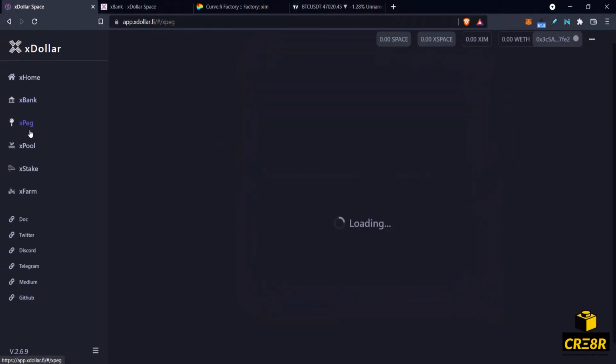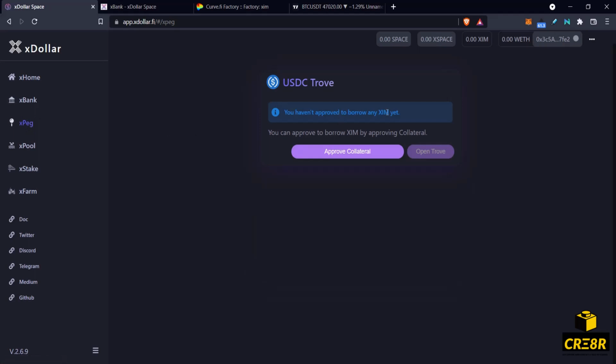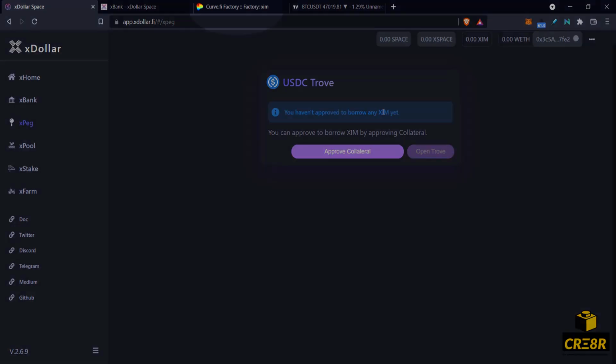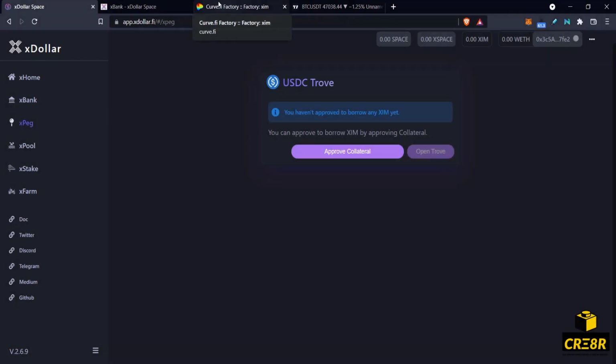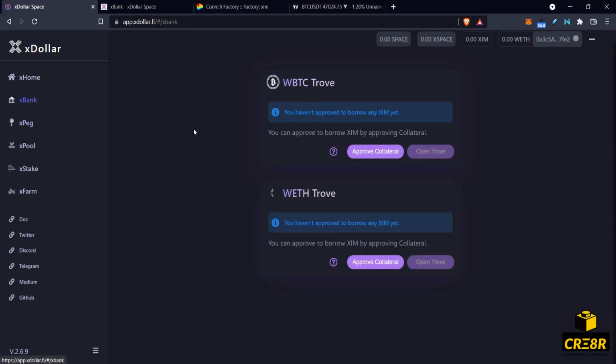Now, second one, Xpeg. Now, there are several ways that the XIM has to maintain peg. And the first way is there is a liquidity pool, right? On Curve, as you can see, I will get into that in the future. So there is a liquidity pool versus 3CRV, and that will help to maintain peg because people can arbitrage that pool. And anytime the XIM is below peg, people can buy XIM from this pool and use it to pay back their debt, right? And then when the XIM goes above, then they can borrow it back out. So they can arbitrage via these troves and this Curve pool, right?